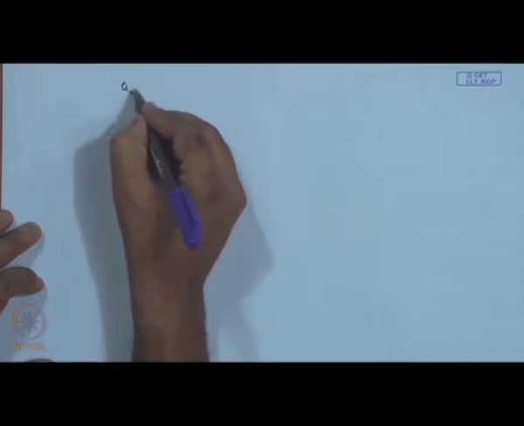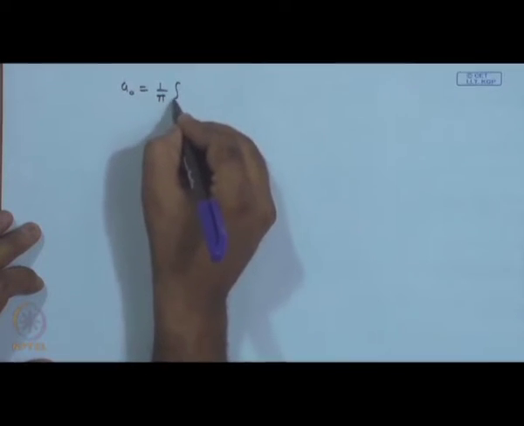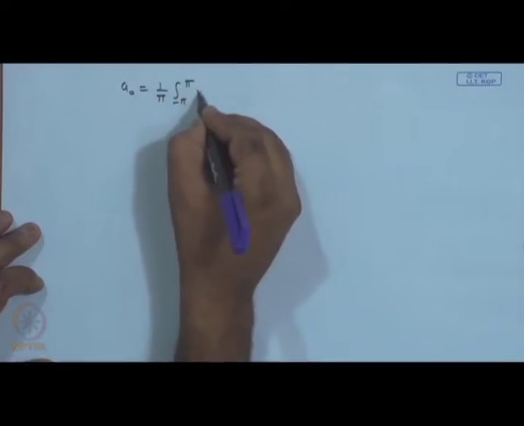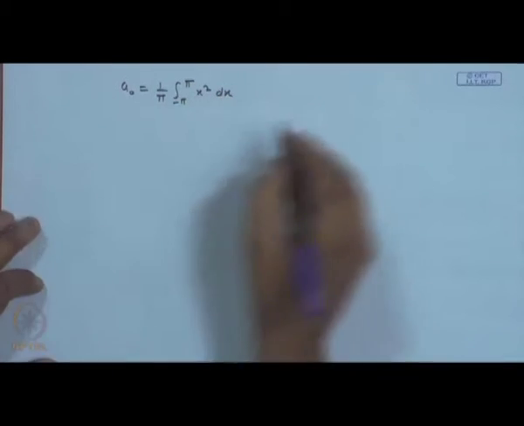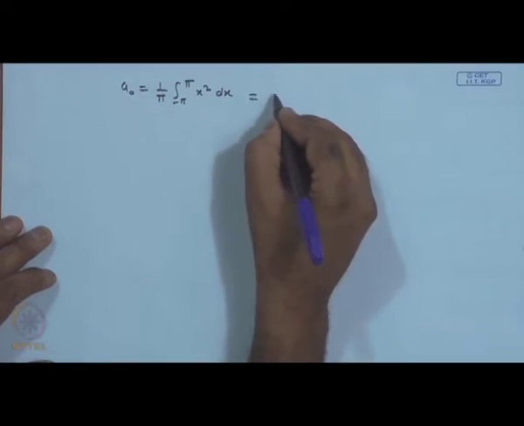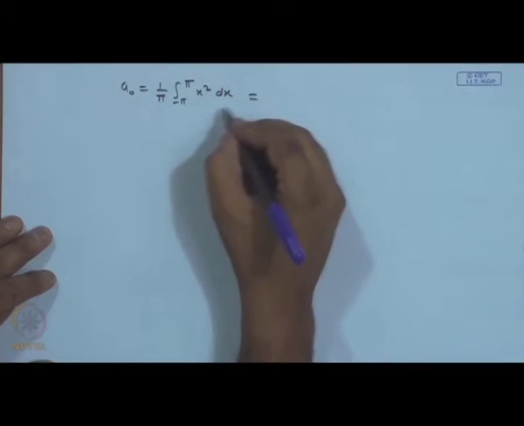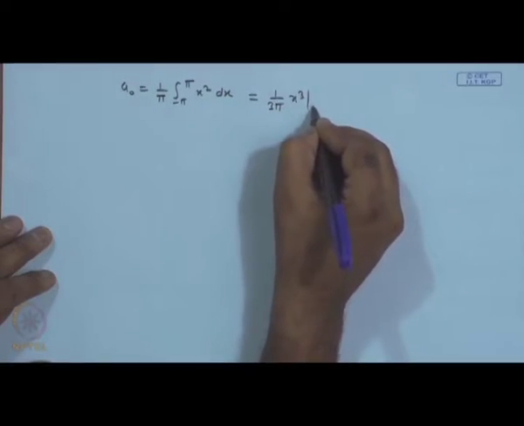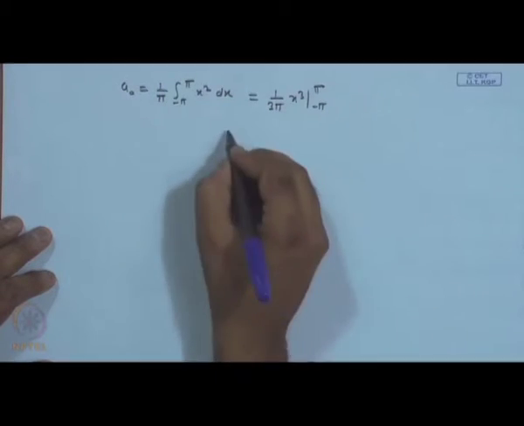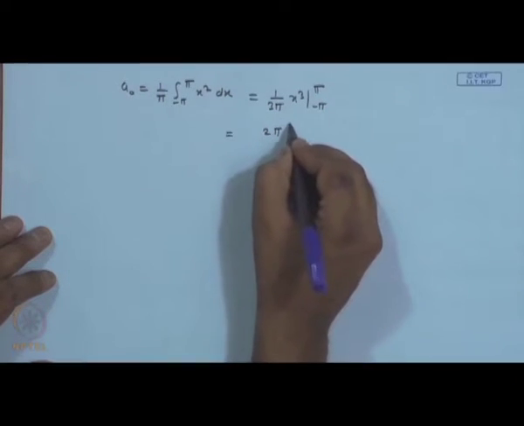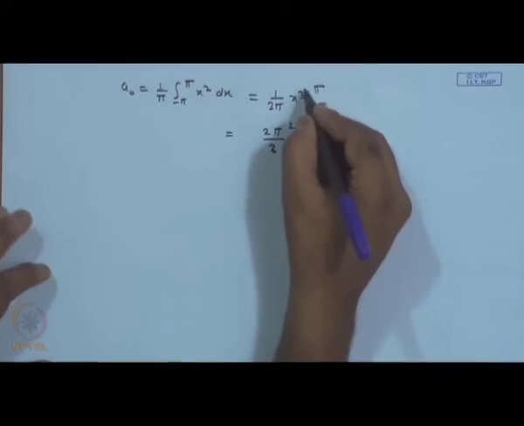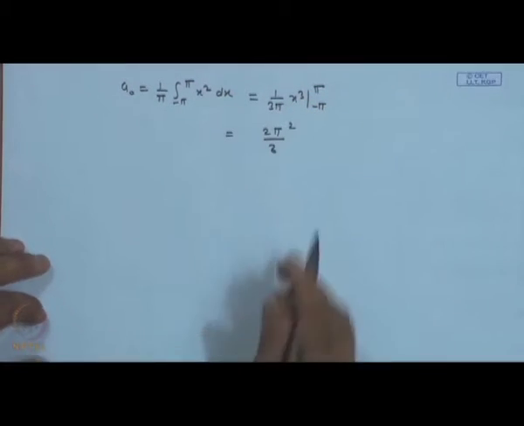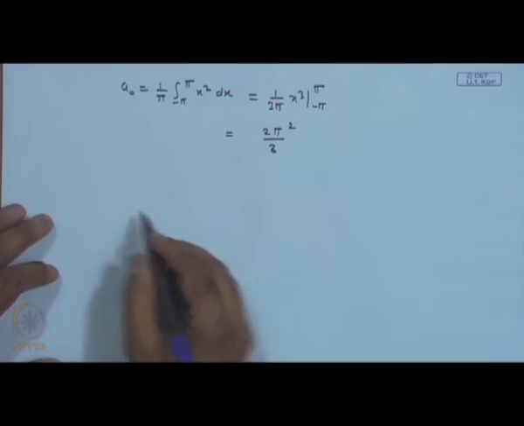Now, we calculate a 0. So a 0 will be 1 over pi, integral from minus pi to pi of x square dx, and this is just x cube over 3 from minus pi to pi, and then we have this 2 pi square over 3, because pi cube will come and that will be cancelled with this pi. So 2 pi square by 3.